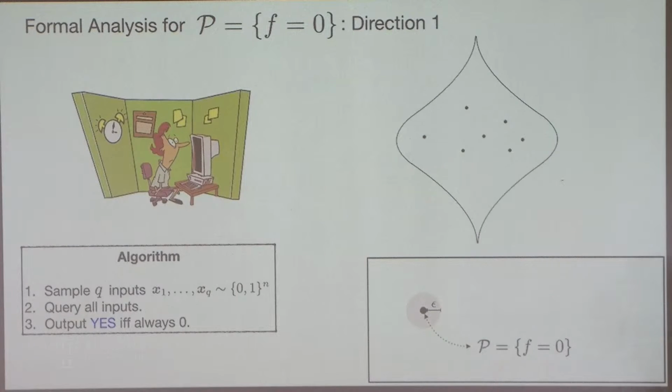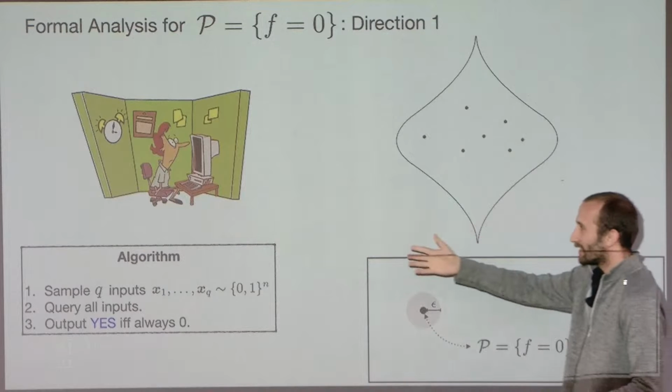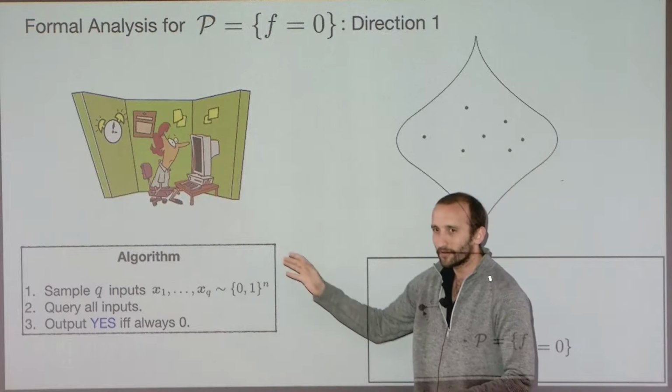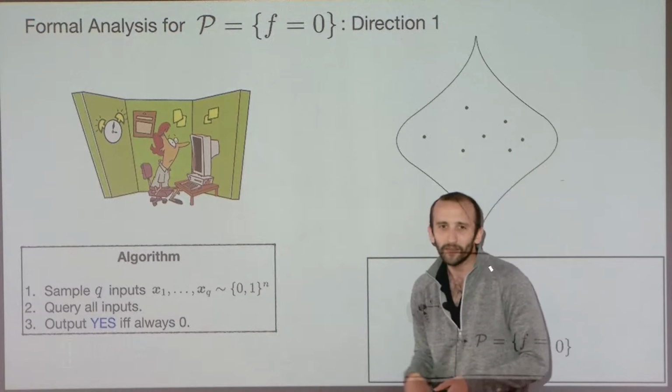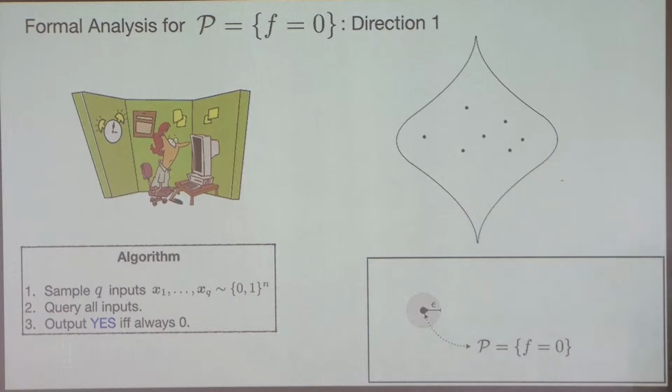Okay, so then going back to the tester for the constant zero function, the formal analysis just proceeds by, well, let's fix this algorithm that samples q points uniformly at random, queries all inputs, and it outputs yes if and only if all the function values are 0. In my picture now, this property P consists of a single function, the all zeros function.